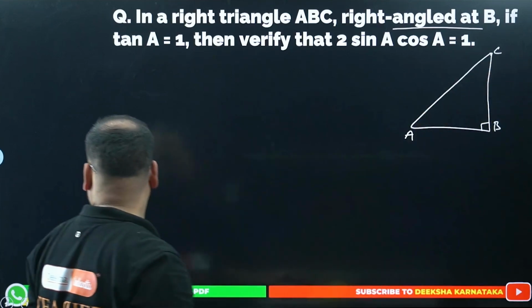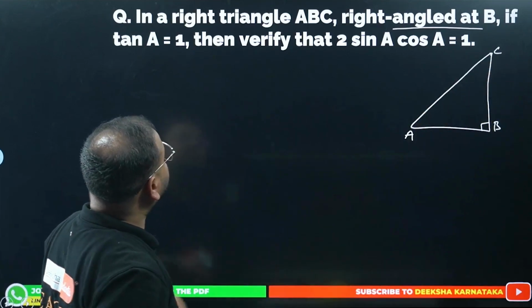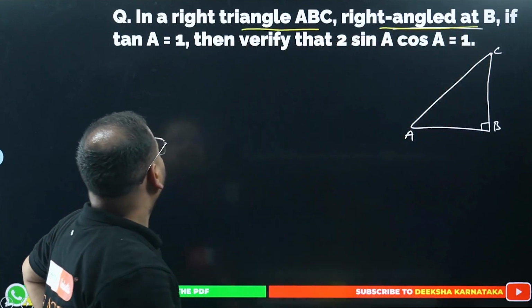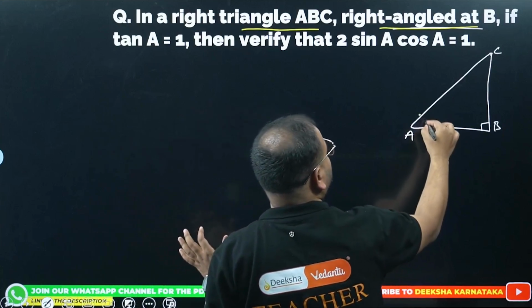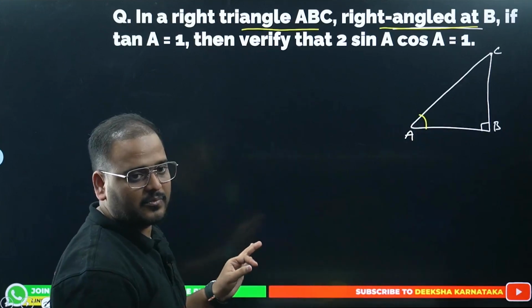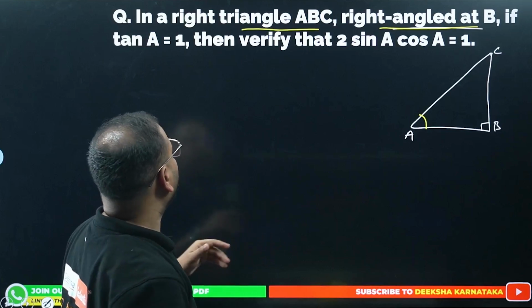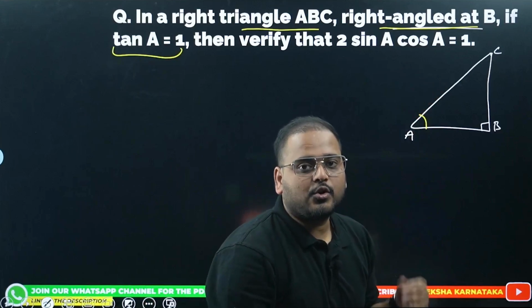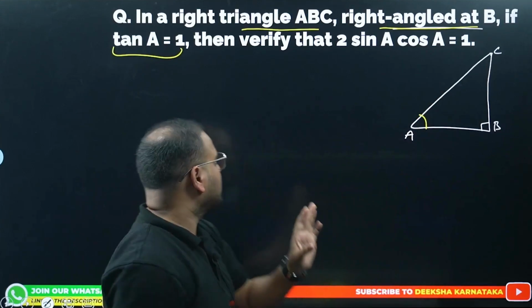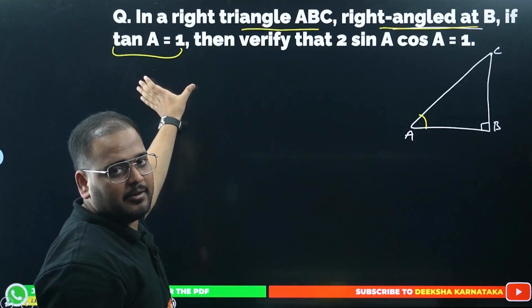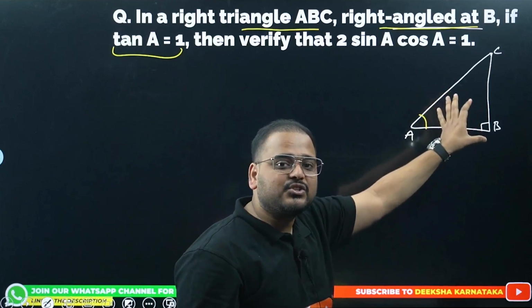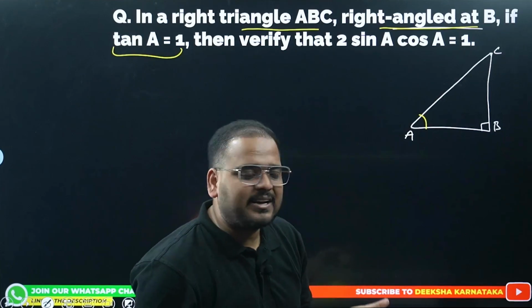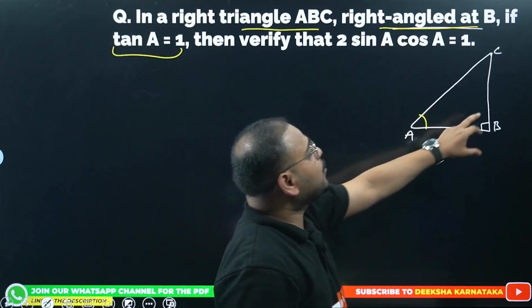Let's read the rest of the question. The first part is right angle triangle ABC, right angled at B. Next, tan A is 1. So this is the angle of reference, tan A. Tan A is 1. We'll use it to find sin A and cos A. So basically in the question, from the known value tan A, we should know all the values of P, B, H, and we'll use that again to find sin A and cos A. Correct? There's no other way to find sin A and cos A. To know sin A and cos A, I should know the ratio.